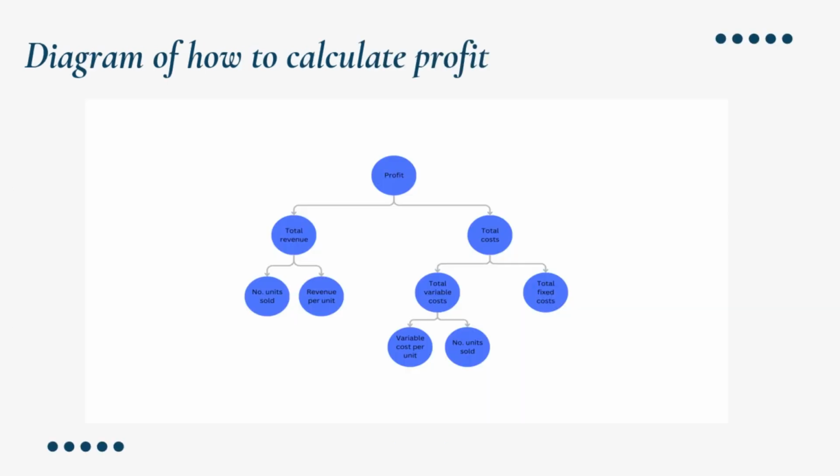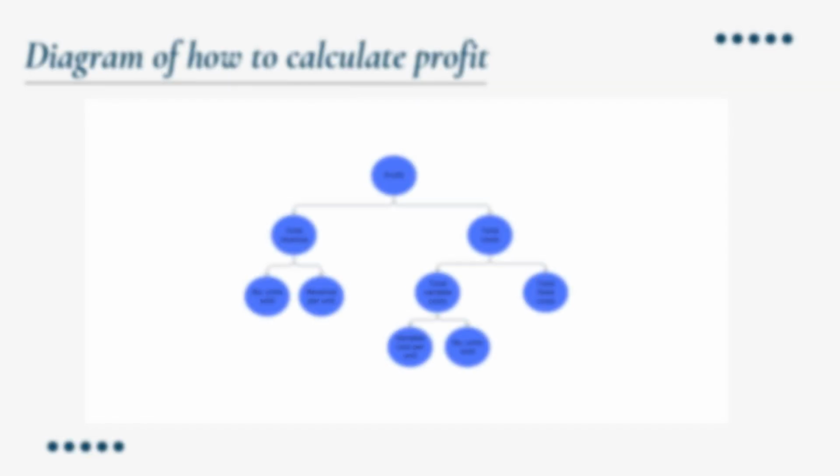Here is the diagram that illustrates how to calculate profit. Profit is the difference between total revenue and total cost. To calculate total revenue, you multiply the number of units sold by the revenue per unit. The total cost is the sum of variable cost and fixed cost. The total variable cost is calculated by multiplying variable cost per unit by number of units sold.